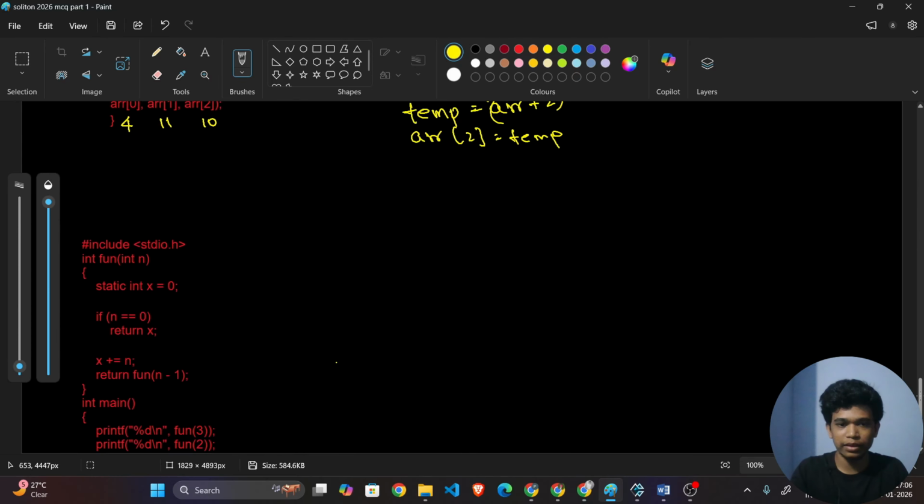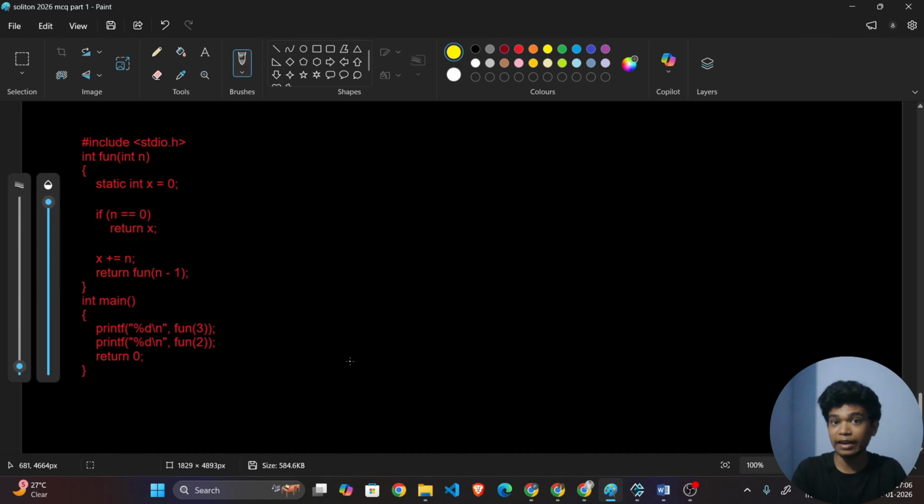Okay. So let us see the next question. It is basically about static variables and also recursion. Whenever there is recursion and a static variable, the first thing that comes into your mind is that a static variable will not be changed according to the recursion. For this particular thing, you want to know about the recursion stack at first.